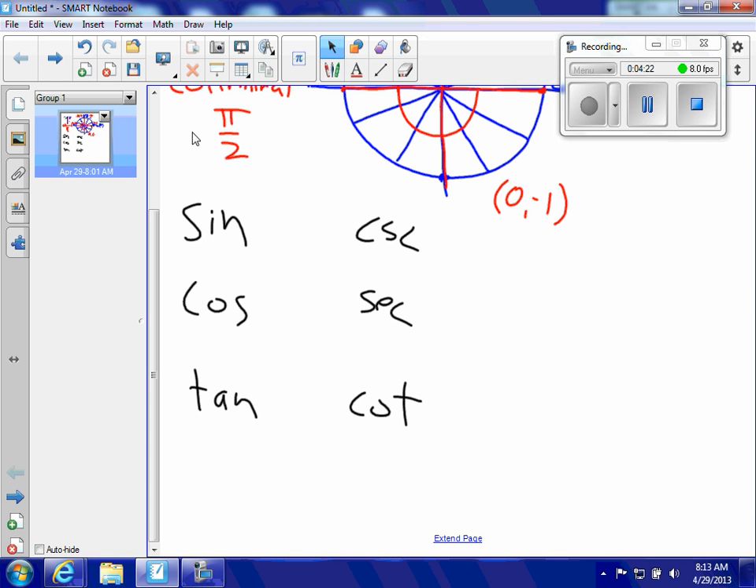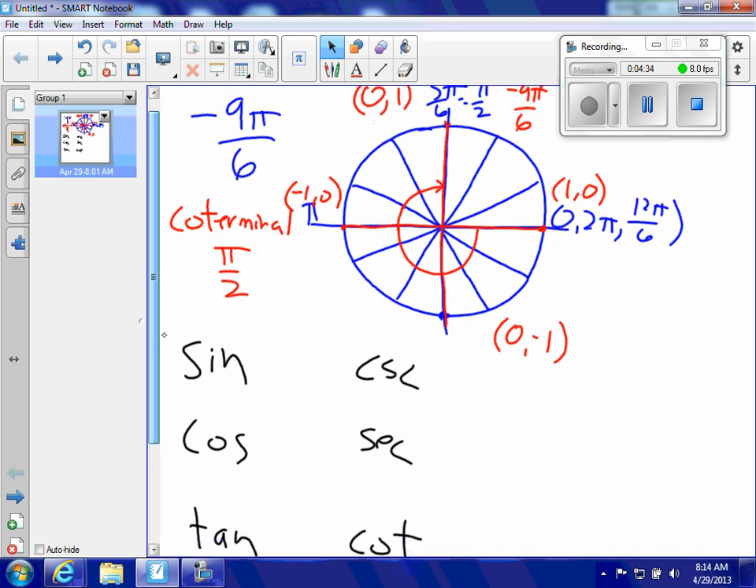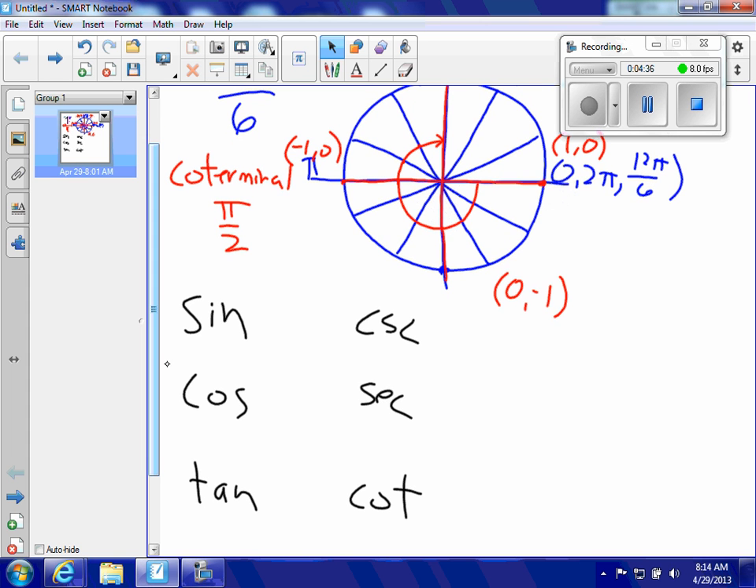Okay. Sine is my y value, cosine is my x value. Are we okay with that? Sine is my y value. My y value is 1. My x value is 0. So sine of negative 9 pi over 6 is equal to 1. And cosine of negative 9 pi over 6 is equal to 0.